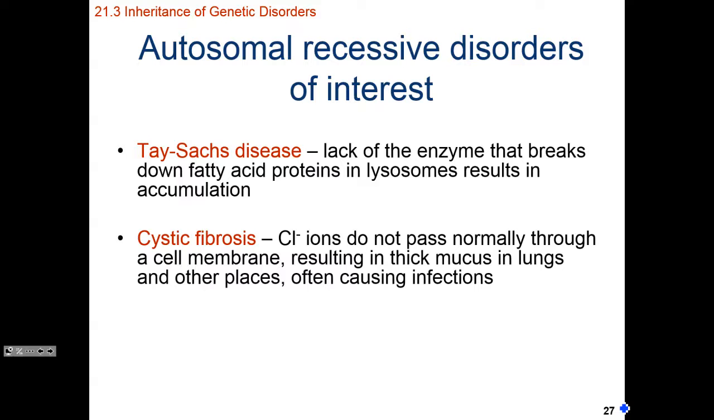So let's talk about some specific diseases that are out there. Tay-Sachs disease is an autosomal recessive disorder where somebody doesn't have the ability to break down specific fatty acid proteins. Cystic fibrosis is another autosomal recessive disease. And in this disease, the person's chloride ion transporters are breaking down, and they end up with extra thick mucus build up in their lungs that causes them to die of premature death, typically from pneumonia.